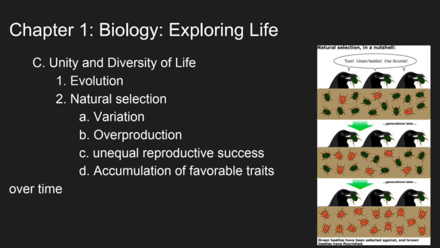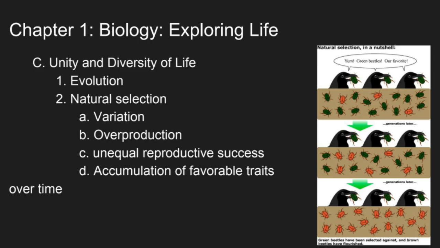So C and D kind of go hand in hand in the sense that accumulation of favorable traits is due to unequal reproductive success. So using a different example, let's say you have 100 bacteria on a plate, and you introduce an antibiotic that kills 90 of those 100 bacteria. So you're left with 10. Those 10 bacteria obviously have a trait that helps them survive, that helps them fight against the antibiotic.